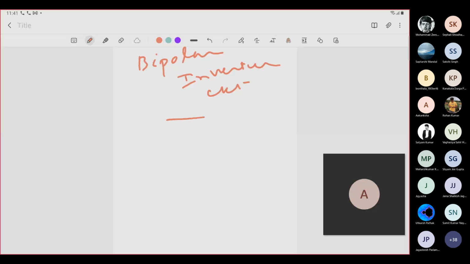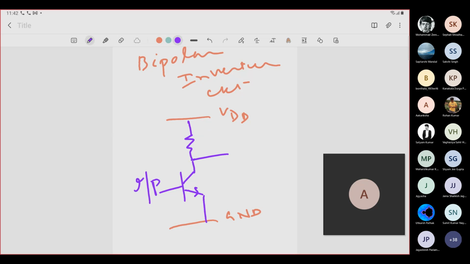So this is your VDD and this is your ground, and you have a resistor. I will take an NPN, and this is my input. This is your output. Okay, so this is your bipolar inverter. You might have studied it in previous semesters.